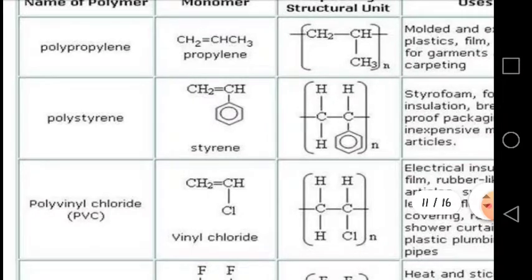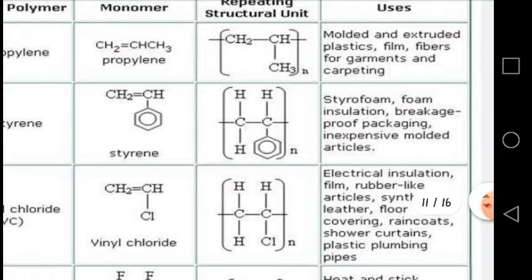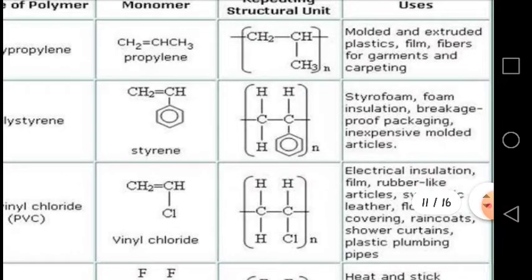Polystyrene. This is the monomer styrene, and this is the repeating unit of styrene, and these are the uses of polystyrene. Styrofoam, foam insulation, breakage proof packaging, inexpensive molded articles. These are the things which we can make from polystyrene.